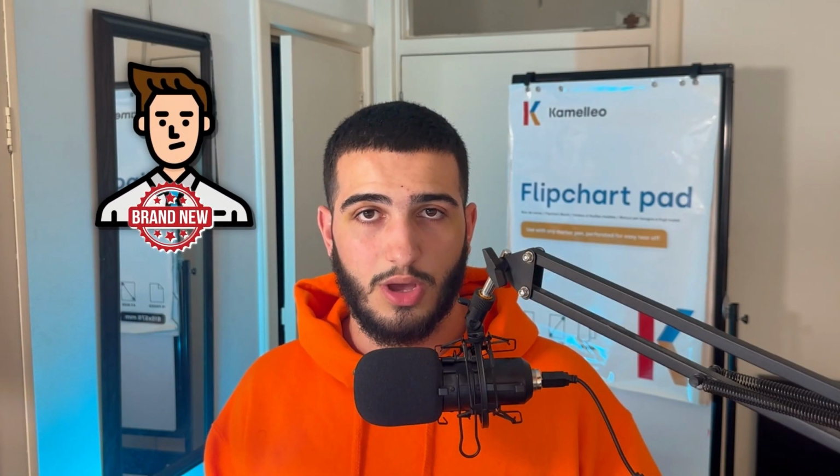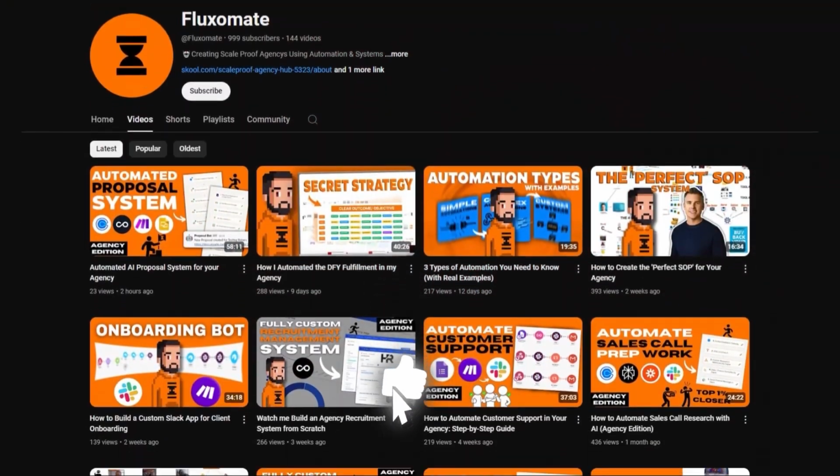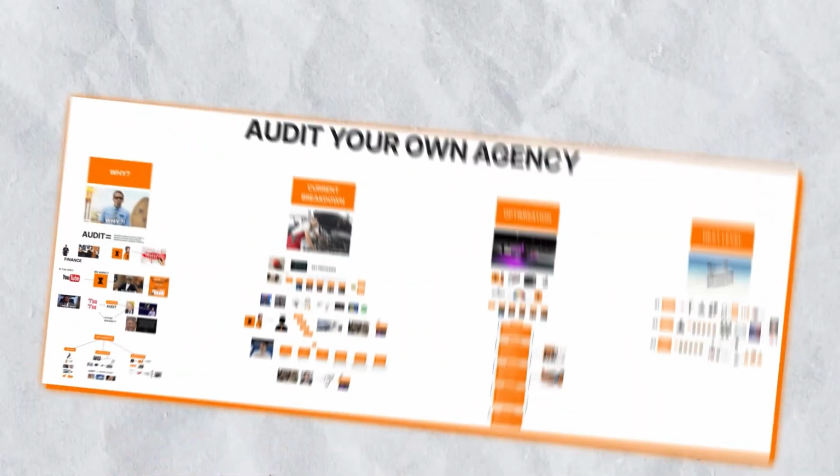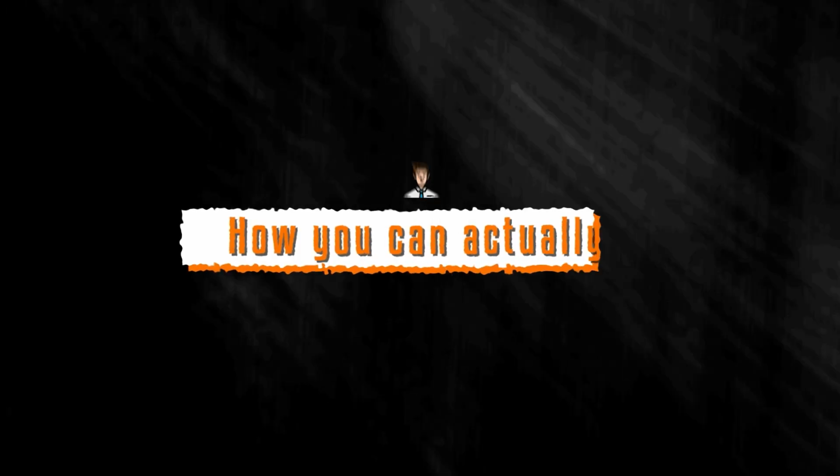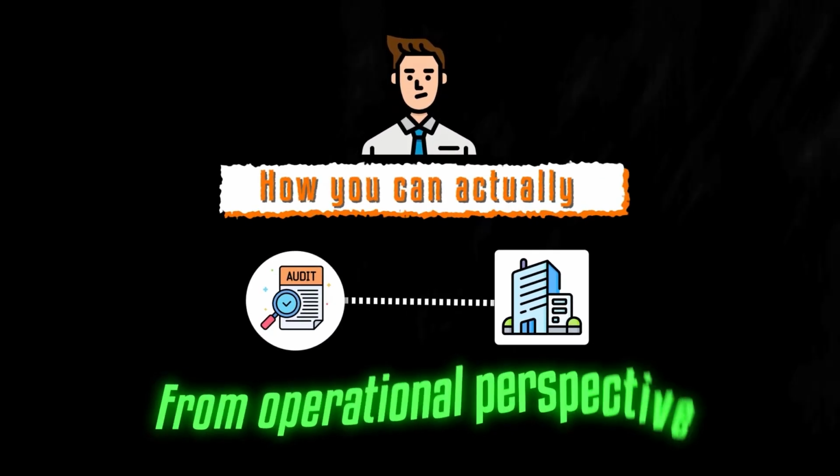So whether you already have all your operations mapped out or you're brand new and just want to set up a really clear system when it comes to your operations, you'll enjoy this video because I'm going to be showing you exactly how you can audit your own agency using the exact same process that we use. I don't want to waste any more of your time, so let's get straight into how you can actually audit your own agency from an operational perspective.